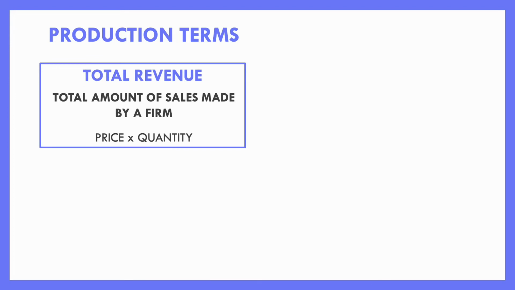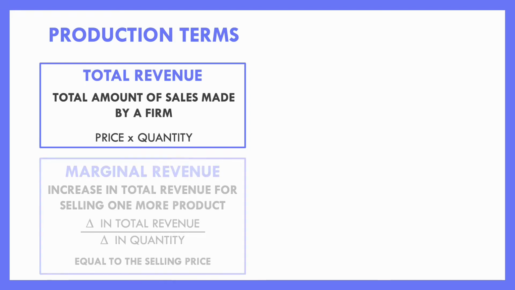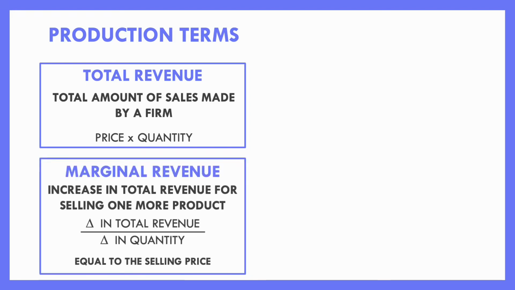Now, one other thing that does pop up with this sometimes is the idea of marginal revenue. Again, you're not going to have to solve for this. I just want you to understand the intuition behind it. But marginal revenue, remember, marginal always just means change. So marginal revenue is the increase in our total revenue from selling one more product.